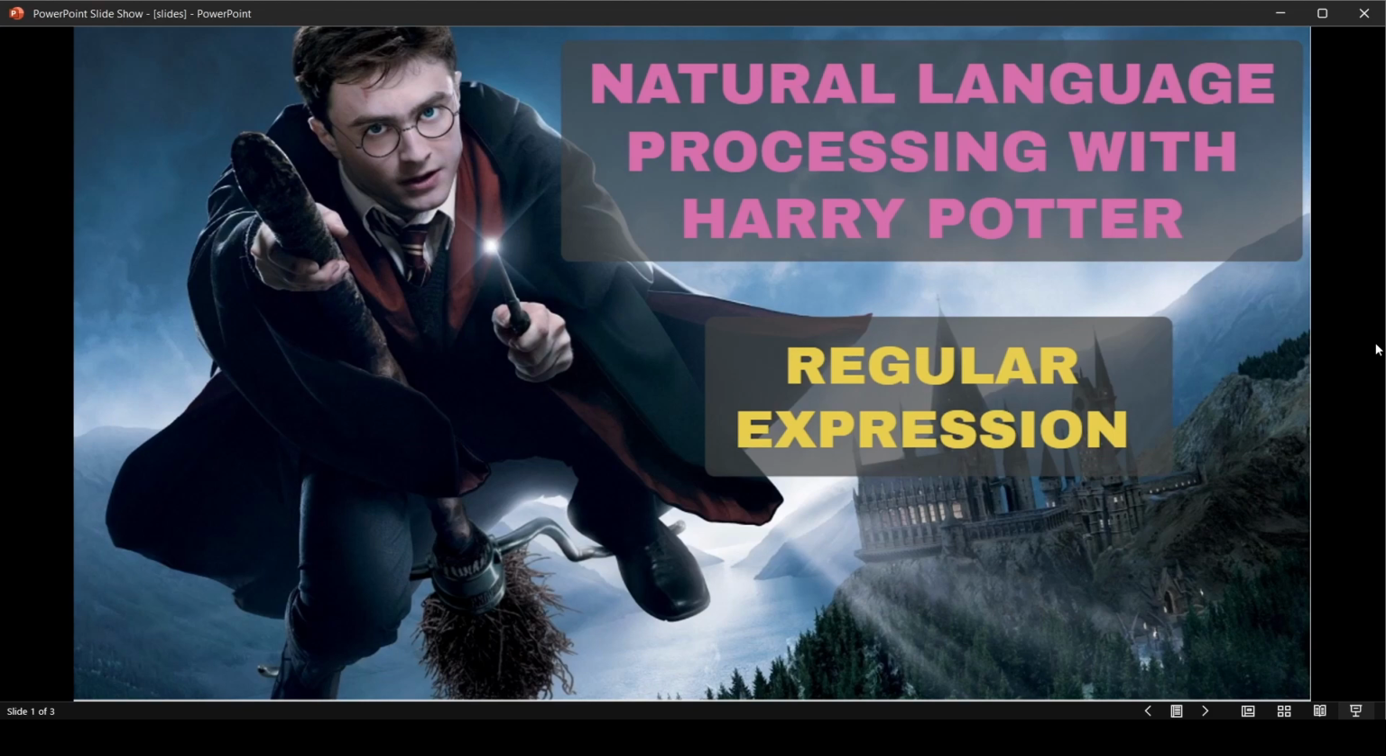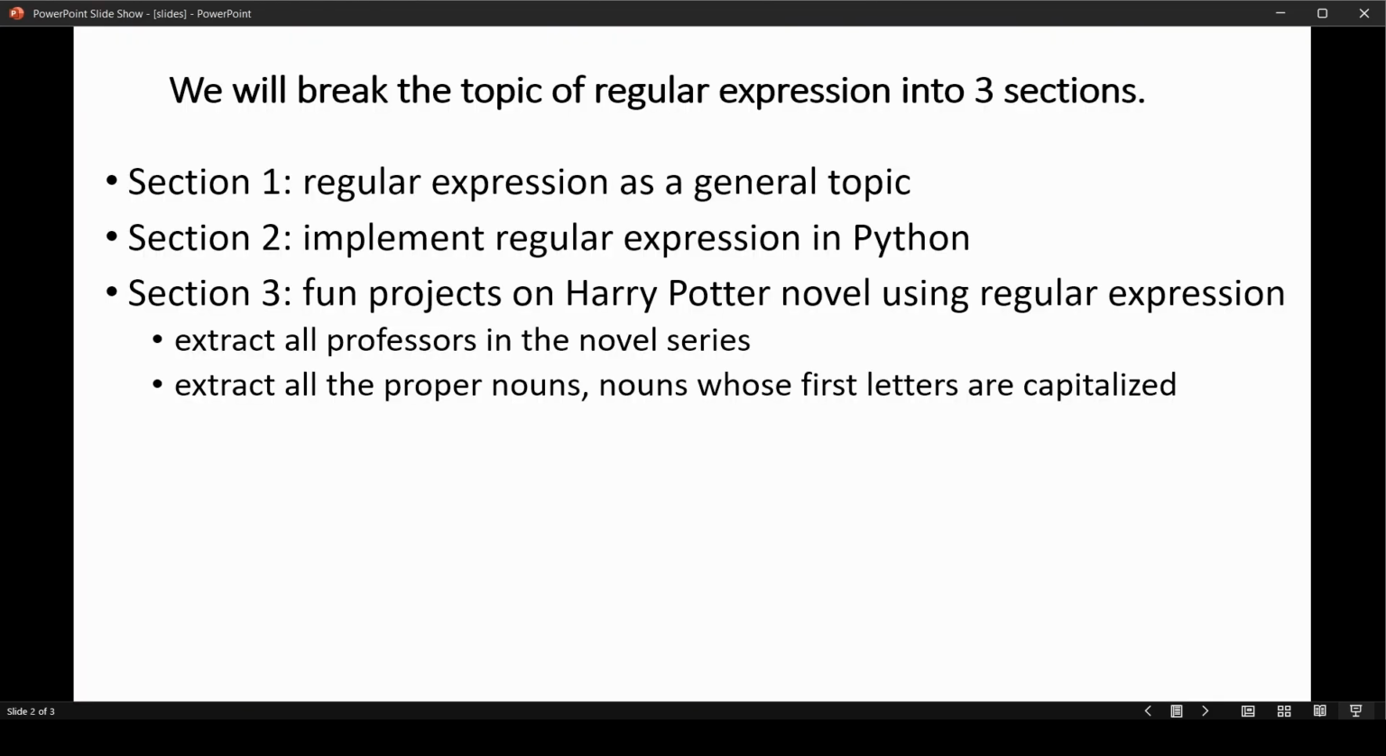So let's get started. We are going to break the topic of regular expression into three sections because regular expression is a general topic that can be used for any programming languages. In section 1, we are just going to discuss regular expression as a general topic. In section 2, we are going to discuss how to implement regular expression in Python. And in section 3, we are going to do some fun projects on Harry Potter novel using regular expressions.